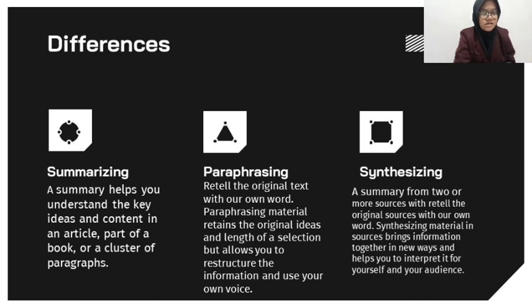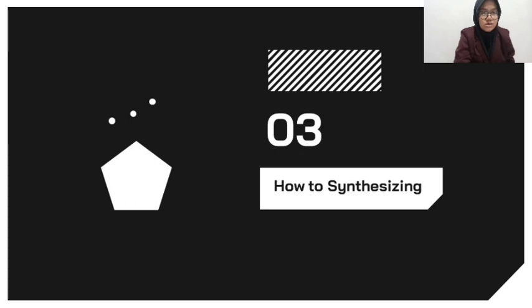Summarizing helps you understand the key ideas and content in an article, part of a book, or a cluster of paragraphs. Paraphrasing retells the original text in our own words. Paraphrasing material retains the original ideas and length of a selection but allows you to restructure the information and use your own voice. Synthesizing is a summary from two or more sources, retelling the original sources in our own words. Synthesizing material in sources brings information together in new ways and helps you to interpret it for yourself and your audience. The third is how to synthesize.